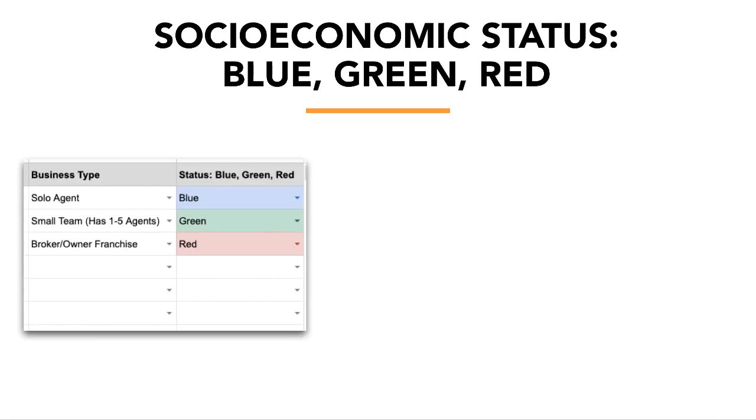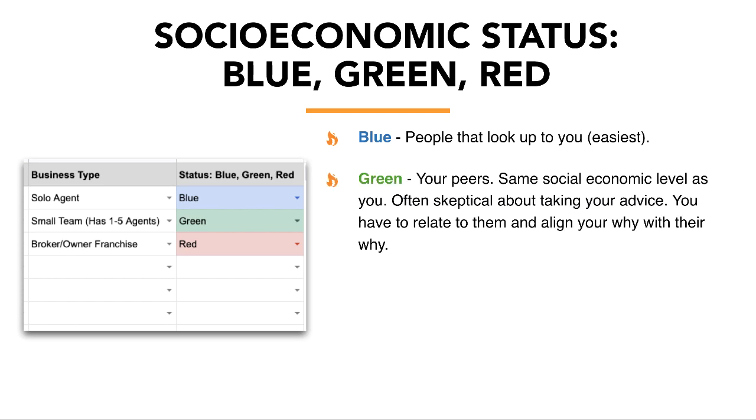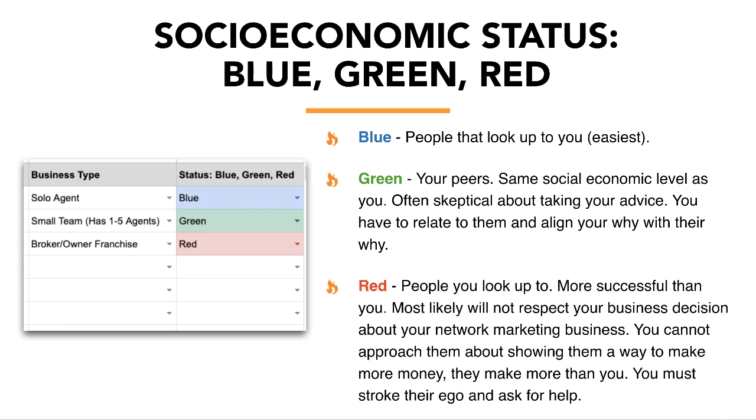At the end of the day, there's socioeconomics, and the status of these are what we refer to as blue, green, and red. Blue are the people that look up to you. These are the easiest types of people to attract. Green are your peers. They're at the same socioeconomic level as you, often skeptical about taking your advice, but you have to relate to them and align your why with their why. And finally, there's people you look up to. These are people that are more successful than you. Most likely, they're not going to respect a business decision about the network marketing type recruiting opportunity that you see. You can't approach them about showing them a way to make more money. They make more than you. So you want to stroke their ego and literally ask them for help. We'll get into how to do that here in a little bit.